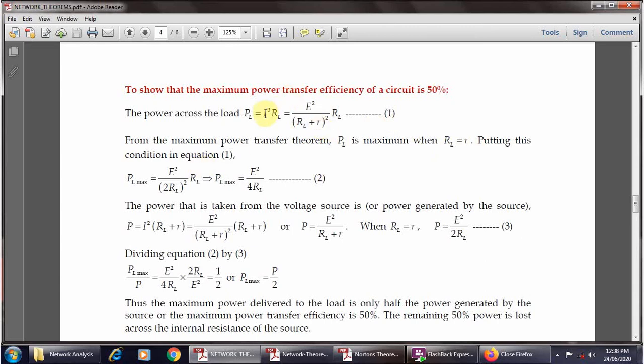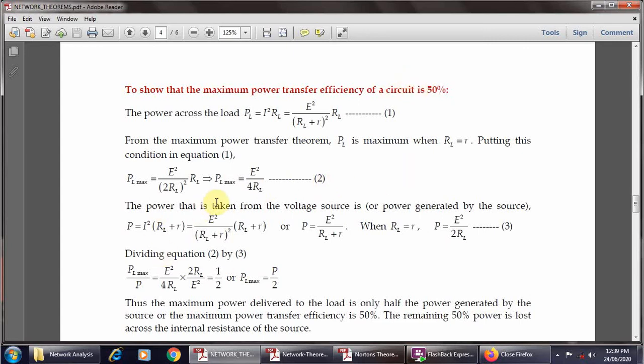Then this equation is modified. The PL max is equal to E square upon 2RL bracket raised to square into RL, which gives PL max equal to E square upon 4RL, because RL square and RL get cancelled and only one RL term remains here. Therefore your maximum power is equal to E square upon 4RL. This is equation number 2 if the efficiency of the circuit is 50%.